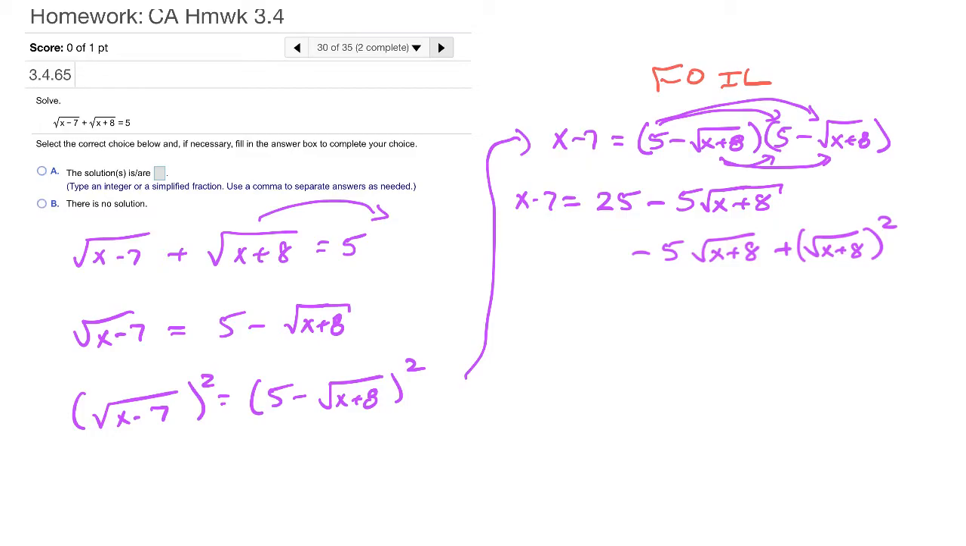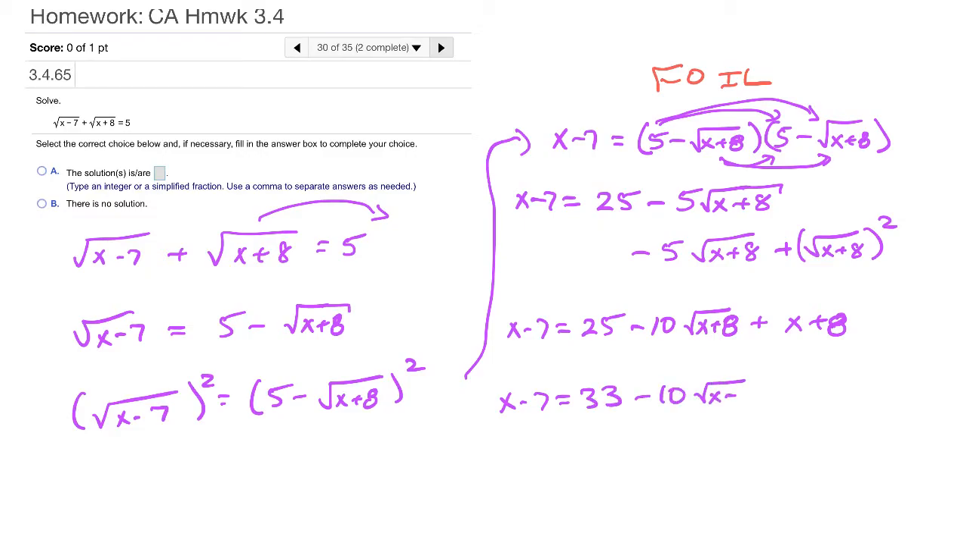And so if I combine those, what happens? I've got an x minus 7, a 25, minus 5 gives me a minus 10 times the square root of x plus 8. And then plus the square killing off the square root gives me just x plus 8. So if I combine terms on the right-hand side, I get a 25 plus an 8, which is going to give me a 33, minus 10 times the square root of x plus 8, plus x.